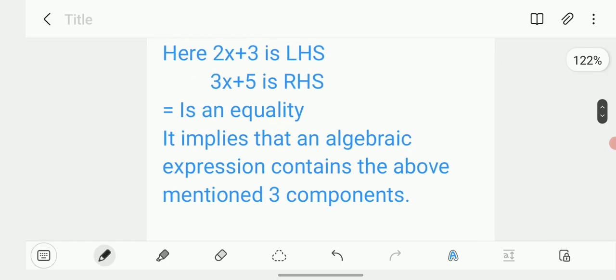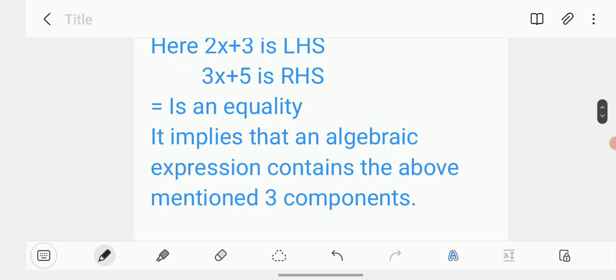It implies that an algebraic equation contains the above mentioned three components. What are those? One is the LHS side, another one is the RHS side, and an equality sign must be there. Okay, it may be like this: RHS may be 0, 2x plus 3 equal to 0. It doesn't mean that both the sides of an equation must contain a variable. No, at least one side must contain the variable. 2x plus 3 equal to 0 is also an algebraic equation.